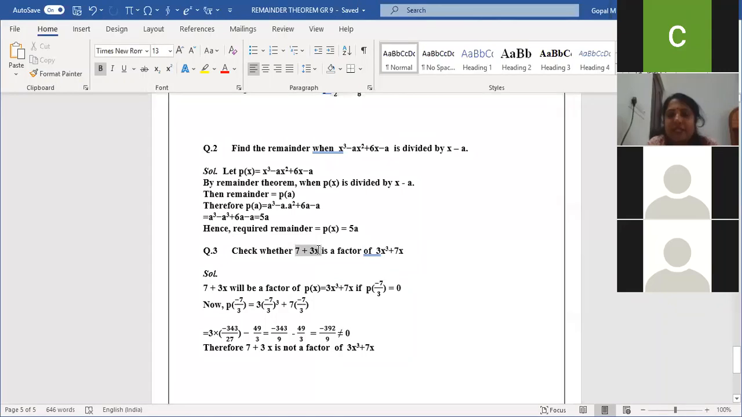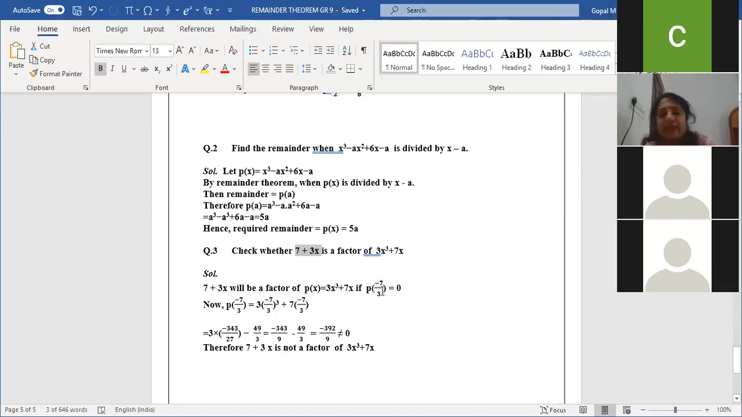So what we are going to do here, we need to take first, what is the zero of 7 plus 3x? Minus 7 by 3. I'm asking you the zero of 7 plus 3x. So you need to say only x value. It is minus 7 by 3.